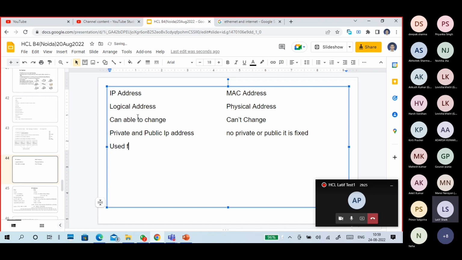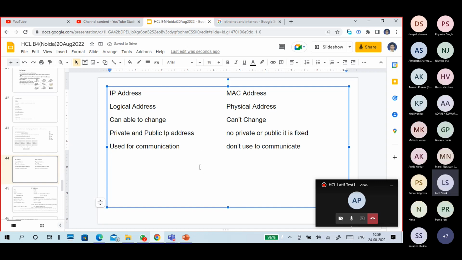An IP address is used for communication, while a MAC address we don't use to communicate. Like that, you can find a few differences.